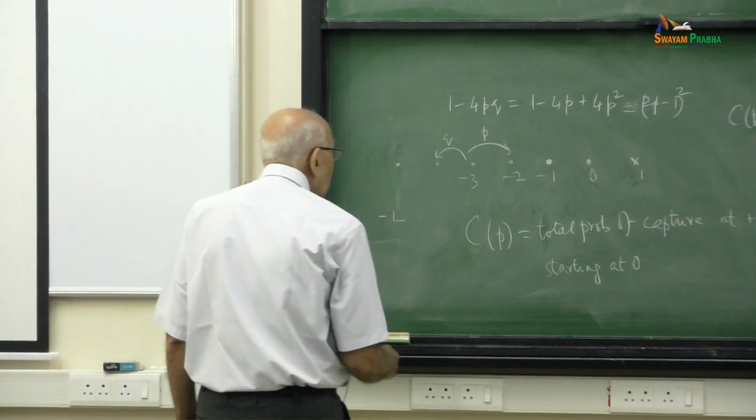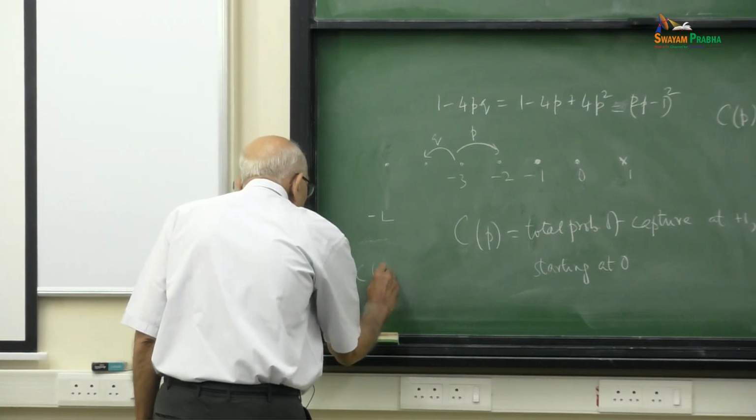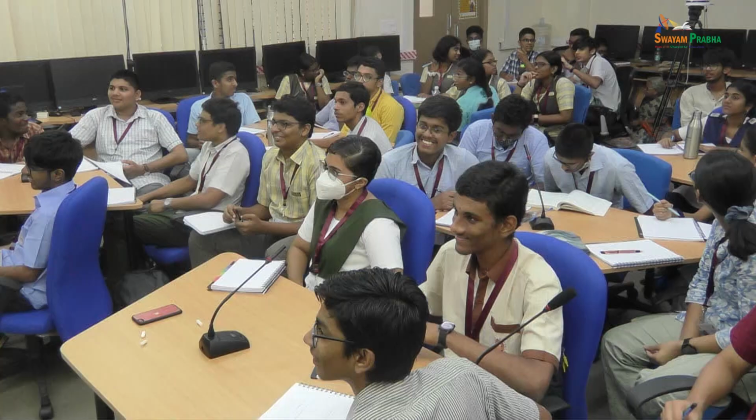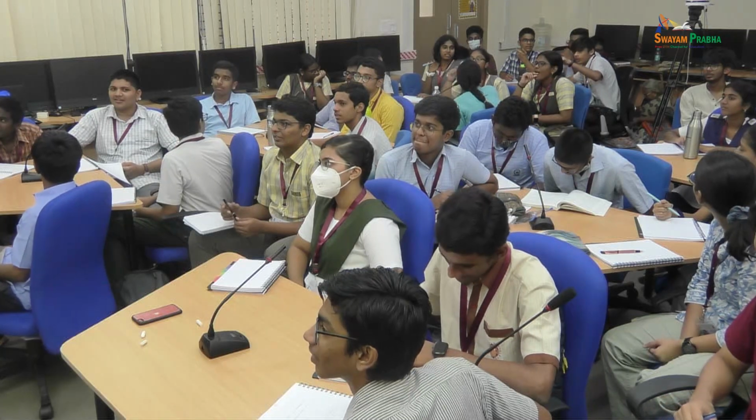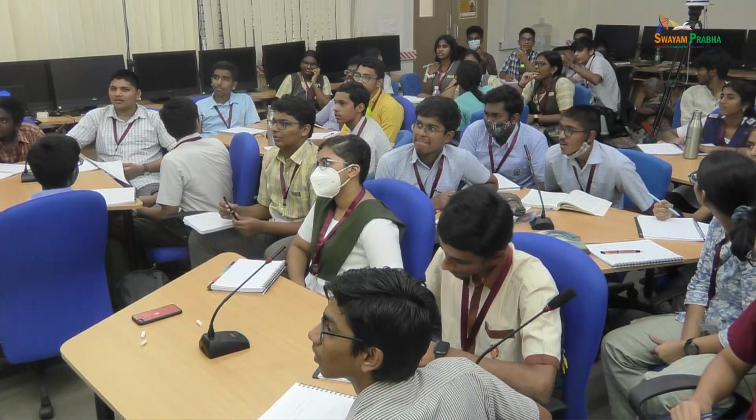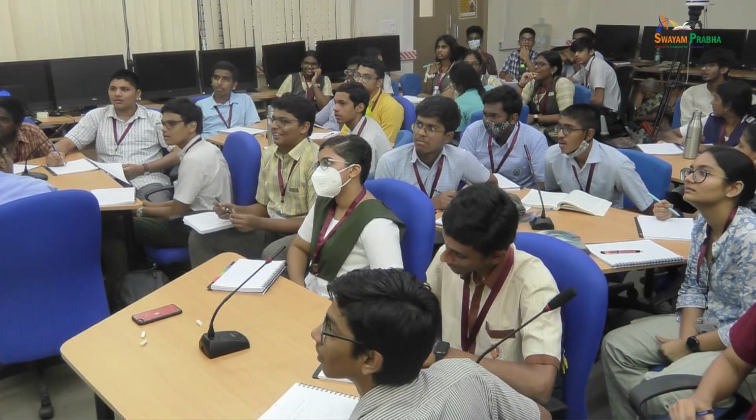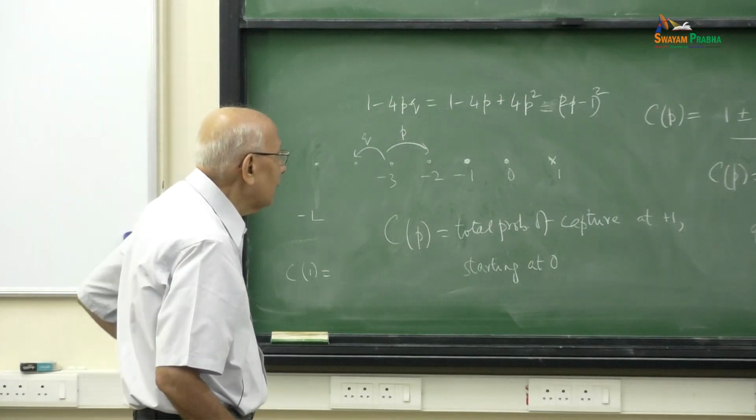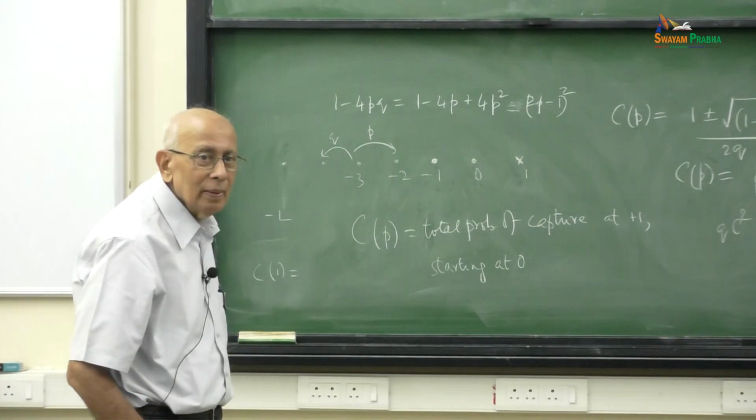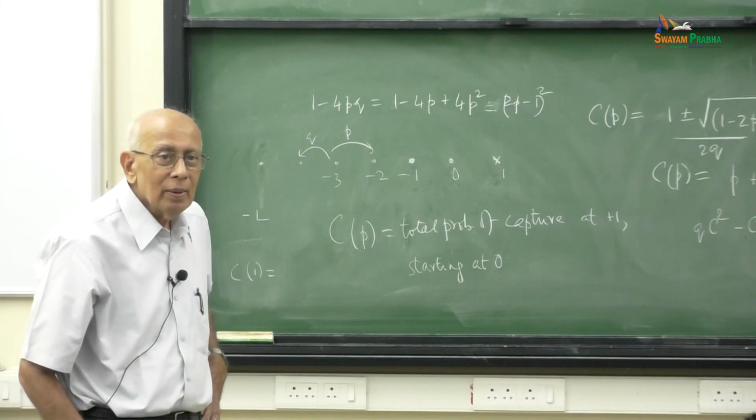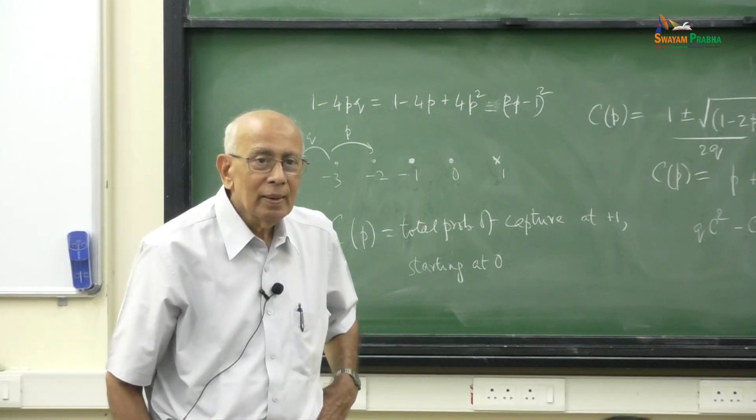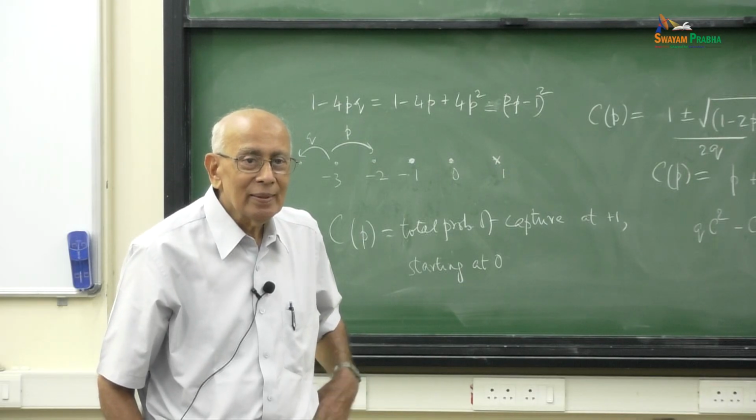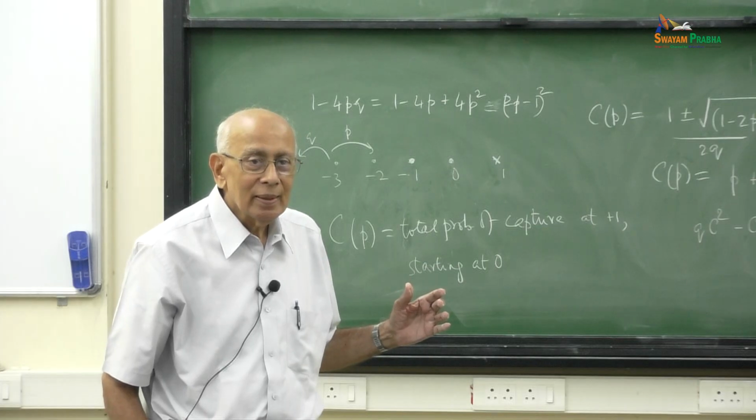If P were equal to 1, what would happen? Sir, is Q 1 minus P? What? 1 minus 4P into 1 minus P will not give me 1 minus 4P plus 4P squared. It will give me 1 minus 5P plus 4P squared. What am I missing here? Is it right or wrong? It's okay.